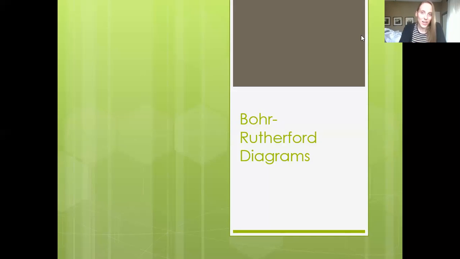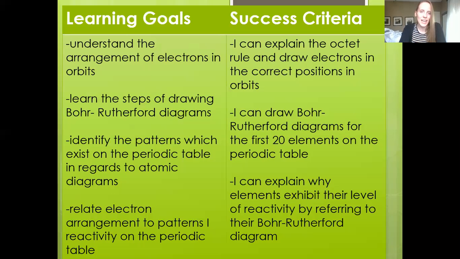Okay, so like I said, these are Bohr-Rutherford diagrams, and they are going to be used to illustrate the Bohr-Rutherford atomic theory, essentially. So you do need to understand how electrons are organized within the different orbits or orbitals. You need to be able to draw Bohr-Rutherford diagrams. You also need to be able to identify different patterns that exist within the periodic table, and then also know how that affects reactivity of elements on the periodic table.